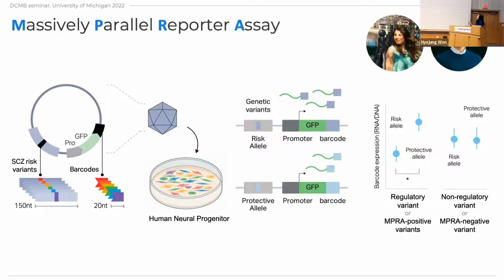So here, the major hypothesis is that if a given variant has different barcode expression level between risk and protective alleles, we can call them regulatory variants or MPRA-positive variants. And we would like to distinguish these from MPRA-negative variants that do not show such allelic regulatory activity. I'm not calling these non-regulatory variants because I don't expect that all MPRA-negative variants are truly non-regulatory, since some of them can affect alternative splicing or other types of gene regulatory mechanisms that we are not testing here.